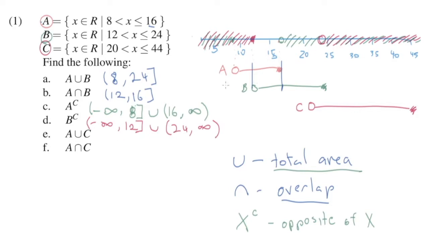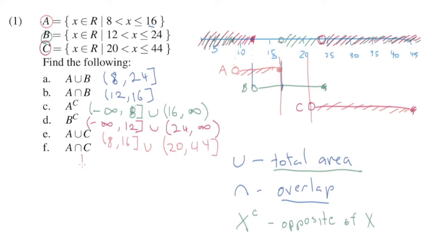Okay, now we want the union of A and C. Now we can see that A and C are discontinuous. So there's a gap in the middle here, right? So it's basically just going to be the union of the intervals A and C. So it goes from 8 to 16, union the interval C, which goes 20 to 44.